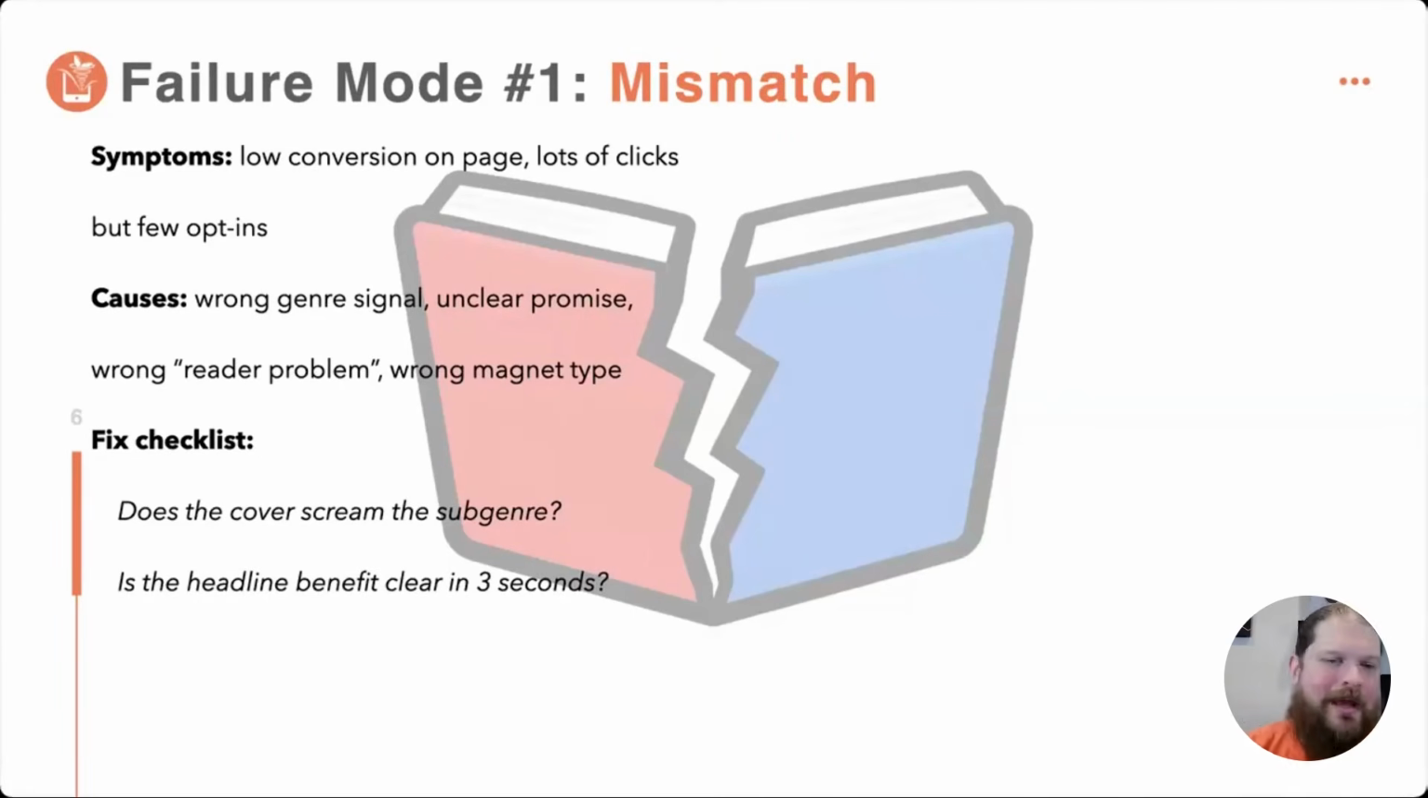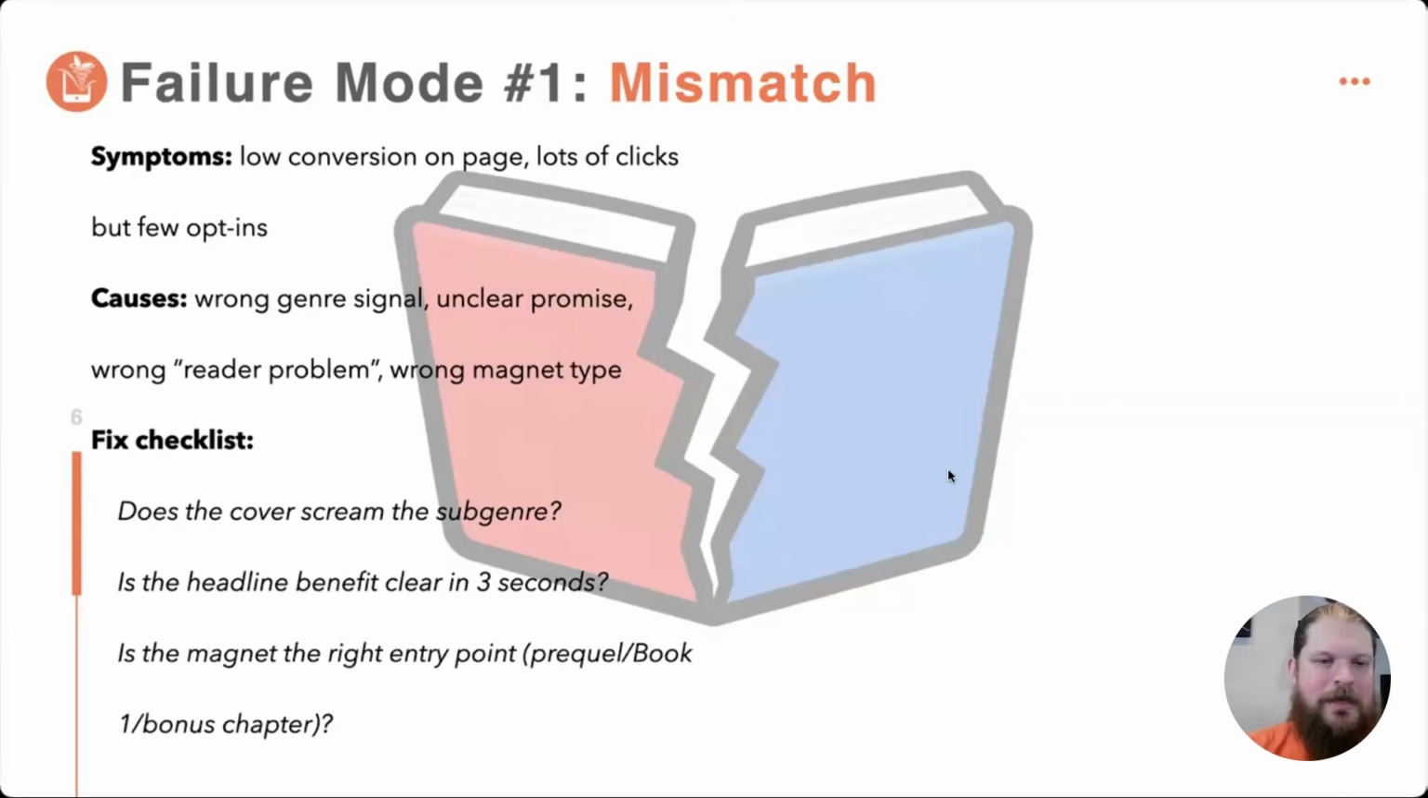5 tips on house training your dog. Right? For nonfiction authors, you have it on easy mode. It's obvious. For fiction authors, you kind of have to give them the promise of what the story is going to entail. And again, is the magnet the right entry point?